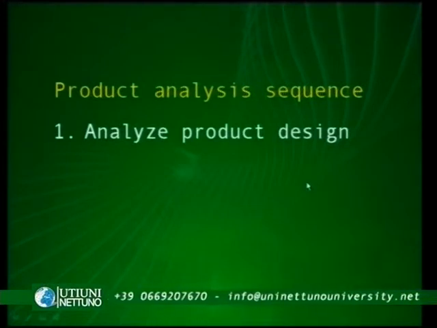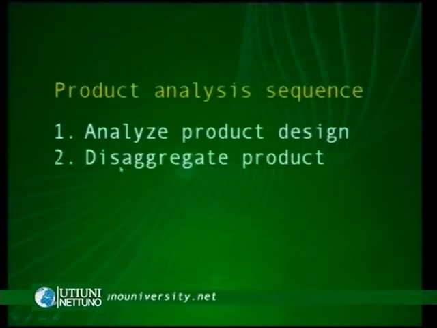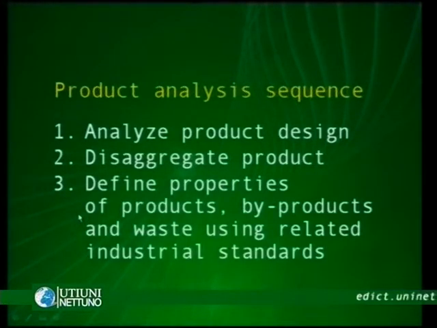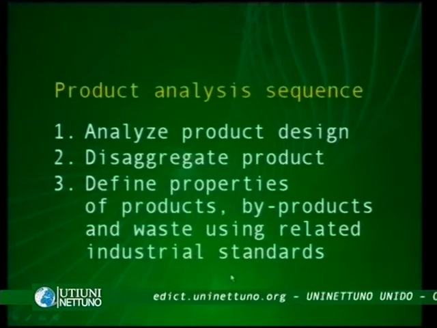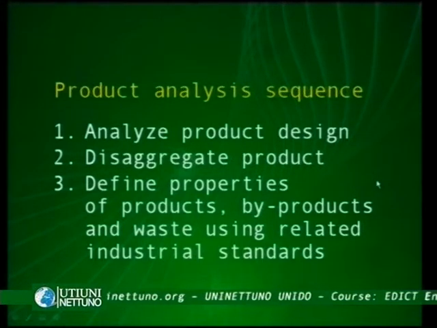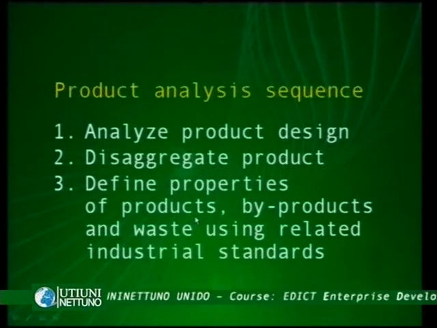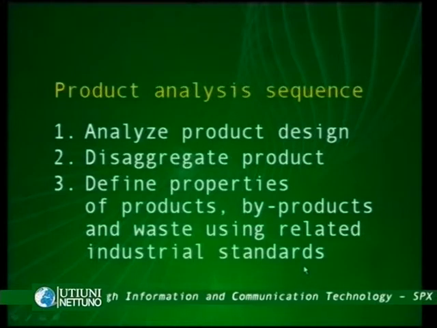Product analysis might be seen as a sequence as well. As a sequence, we will deal with specific steps. The first one is to analyze the product design. Second, disaggregate the product. And third, define properties of products, byproducts and waste using related industrial standards. So far it's quite visible that we are dealing not only with the products but also with the byproducts and the waste. All these three items should be taken into consideration. And for all of these items, we can consider specific standards.